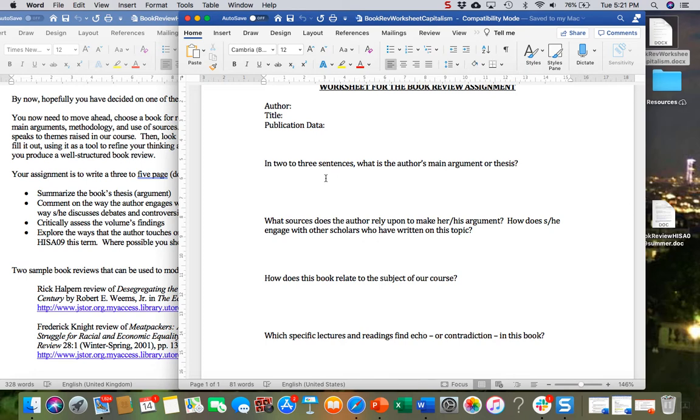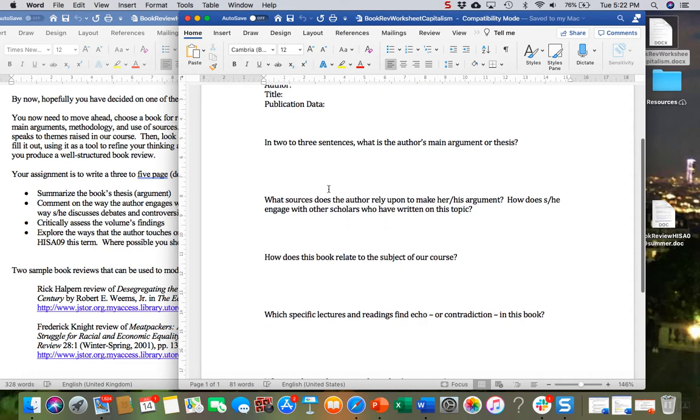And this is another thing to consider. What sources does the author rely upon to make their argument? How does the author engage with scholars who have written before? We've gone over this a little bit, but you want to look at their sources. What are they using? What kind of records are they using? How might those sources shape their argument? How might those sources affect the way you think about their argument? Does it strengthen their argument? Are these sources reliable? Are these sources ideal for making the kind of argument that they're making?